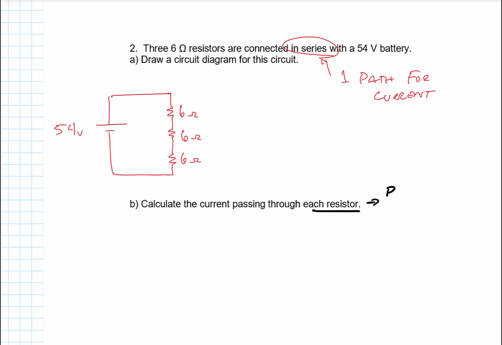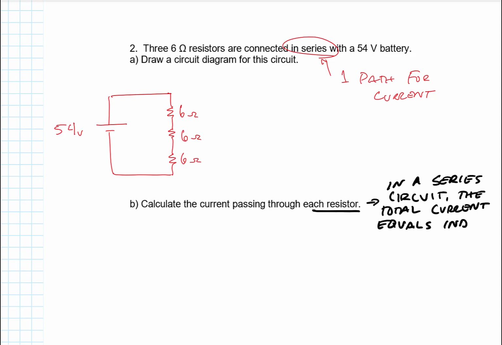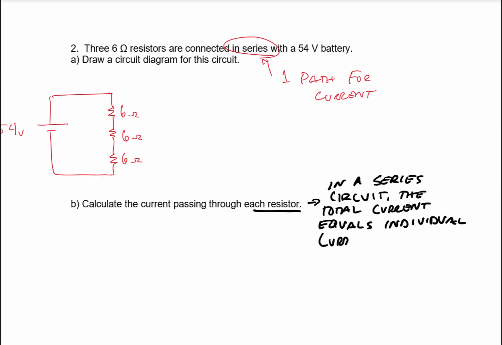Because this is series, we'll write this down. In a series circuit, the total current equals the individual currents. We're going to find the total current first.